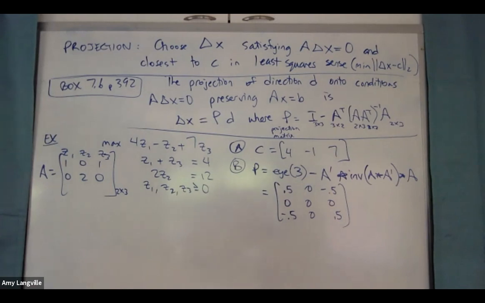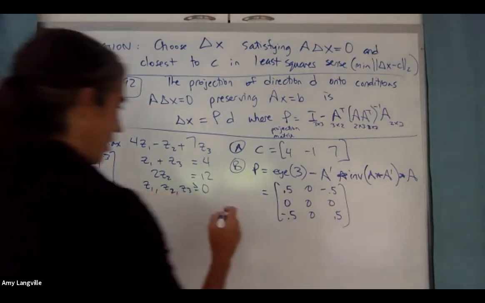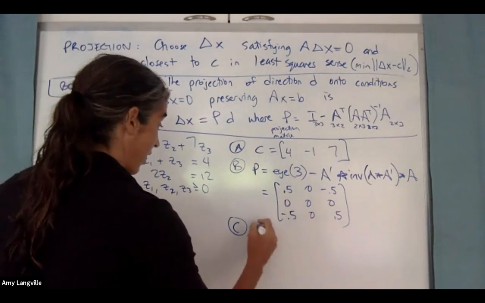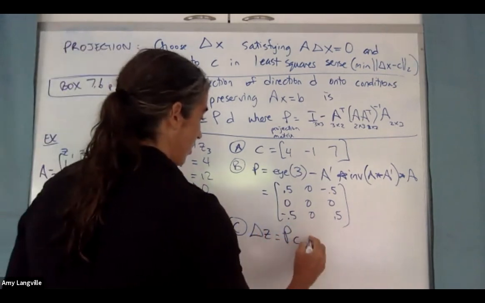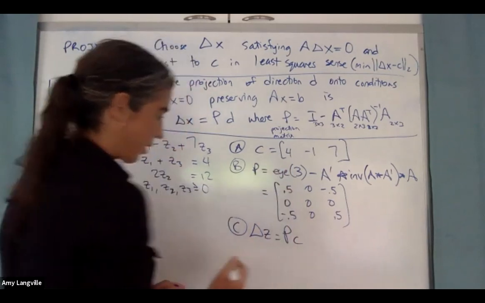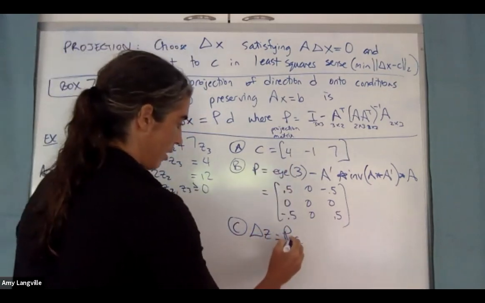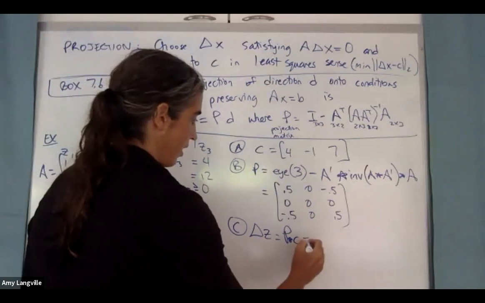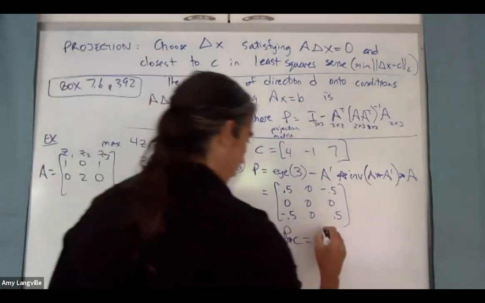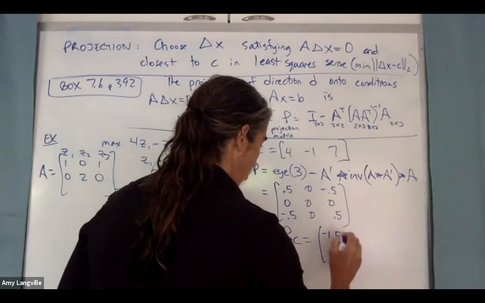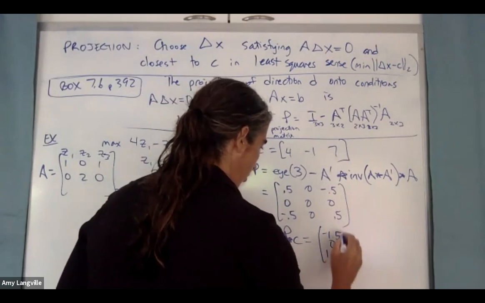Okay, then question C. Apply the projection to the direction in A. So they actually say get the direction vector. Delta Z for us would be P times C. So you just go ahead and do that multiplication. In MATLAB, you'd say P times C, right? And you get this vector: minus 1/2, 0, 1/2. I'm sorry, minus 1.5, 0, 1.5.